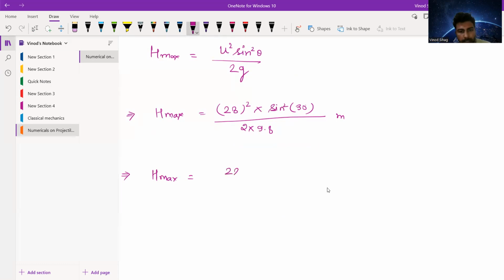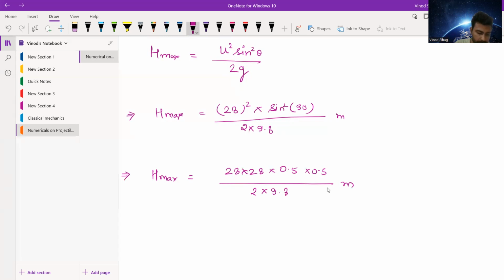So 28 into 28 into sine square 30 degree. The value of sine 30 degree is half, so basically it will be 0.5 into 0.5, and then it will be divided by 2 into 9.8. Now we can calculate what will be the value of this calculation.